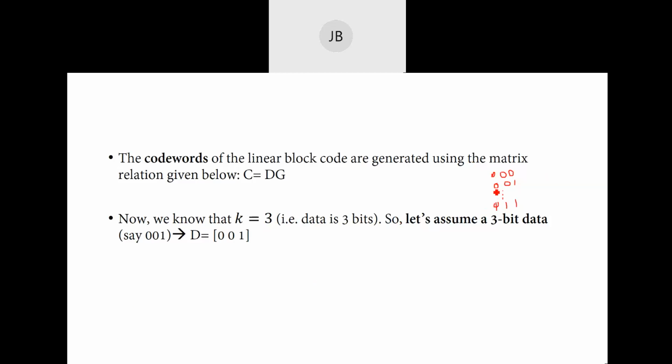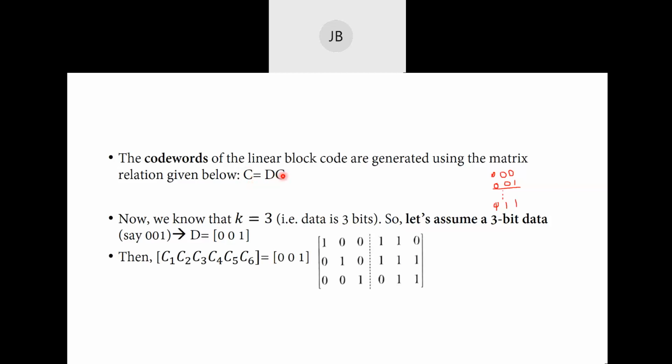Maybe in this case or in the previous case we have considered 001. So with this 001 data, we consider D as 001 and generator matrix G we have already computed. With the help of that, we can find out the code word C. C is equal to D multiply G. That is what is shown here. You have the data and the generator matrix is already determined. We just need to multiply.